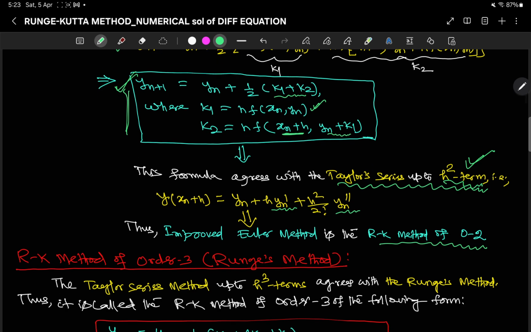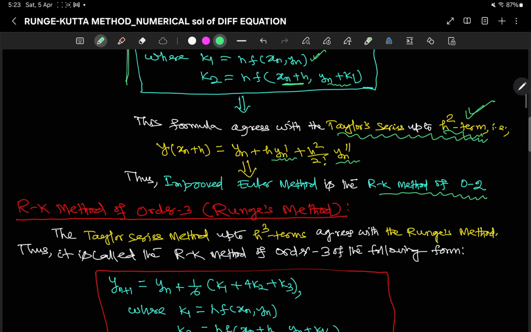Okay, now coming to the RK method of order 3. The RK method of order 3 is developed by the German mathematician Runge.